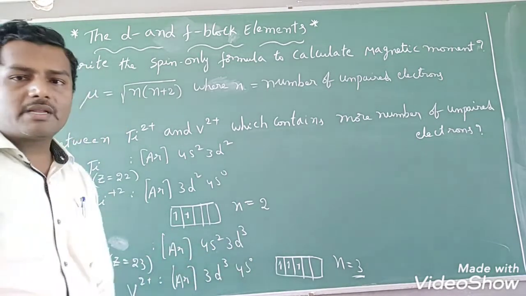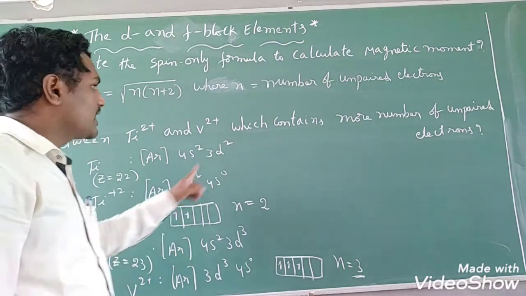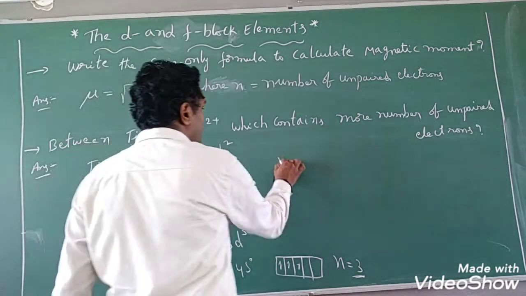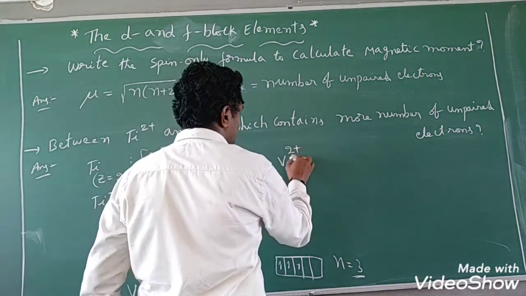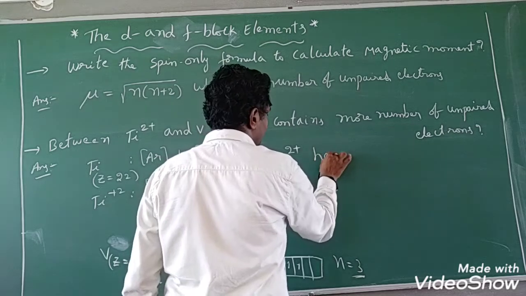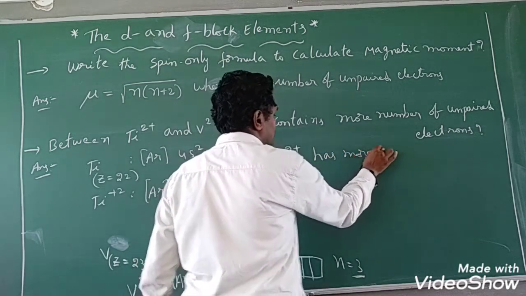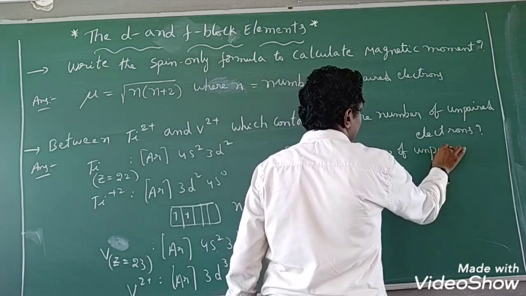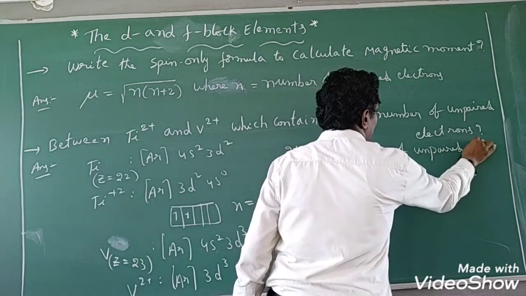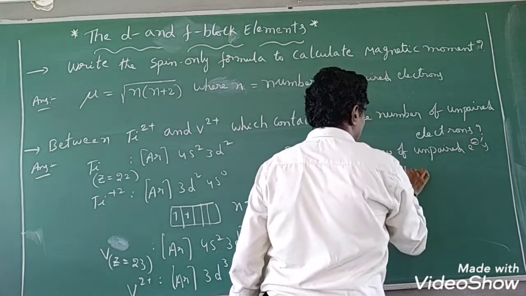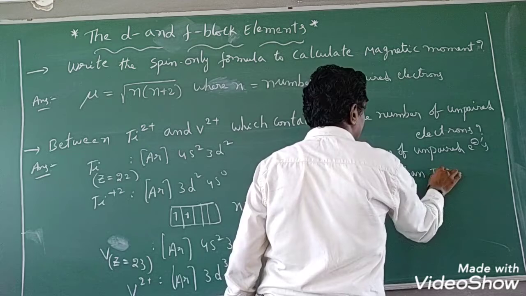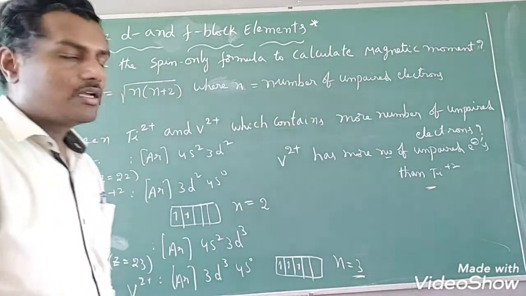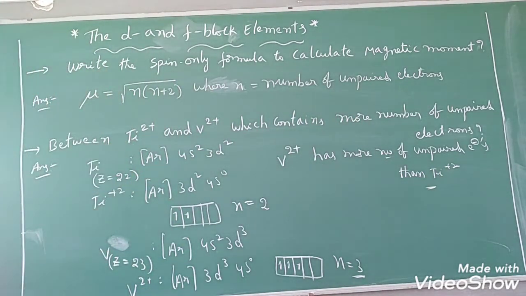In the case of titanium plus 2 it is 2. So which contains more unpaired electrons? Vanadium plus 2 has more number of unpaired electrons than titanium plus 2. This is the correct answer. So like this we have to solve.